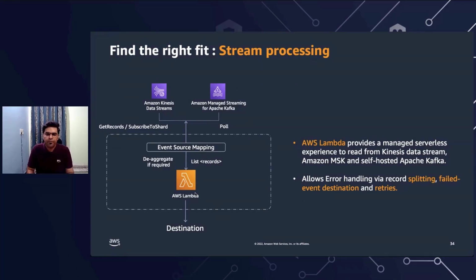You can also have failed event destinations, so that if let's say you are constantly failing, you can send that to a dead letter queue and then process later as per your convenience. And then obviously there are retries built in from the event source mapping itself to read the data from either data streams or from MSK.